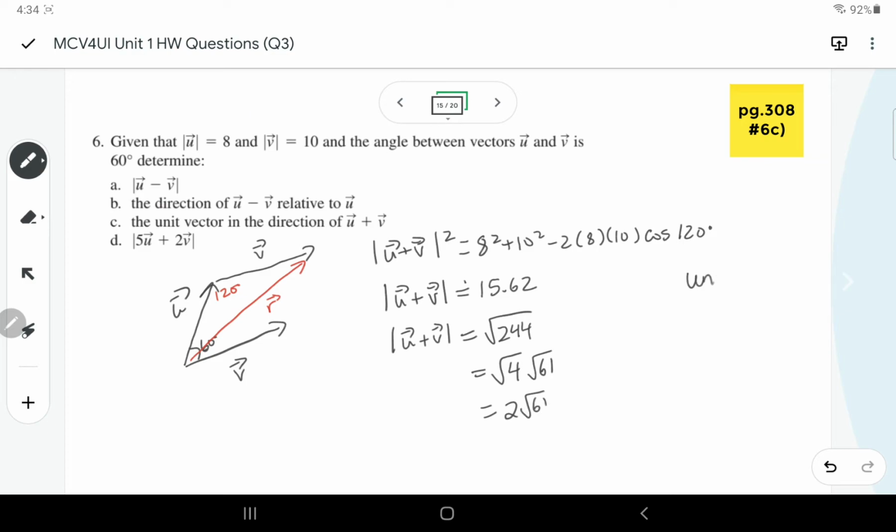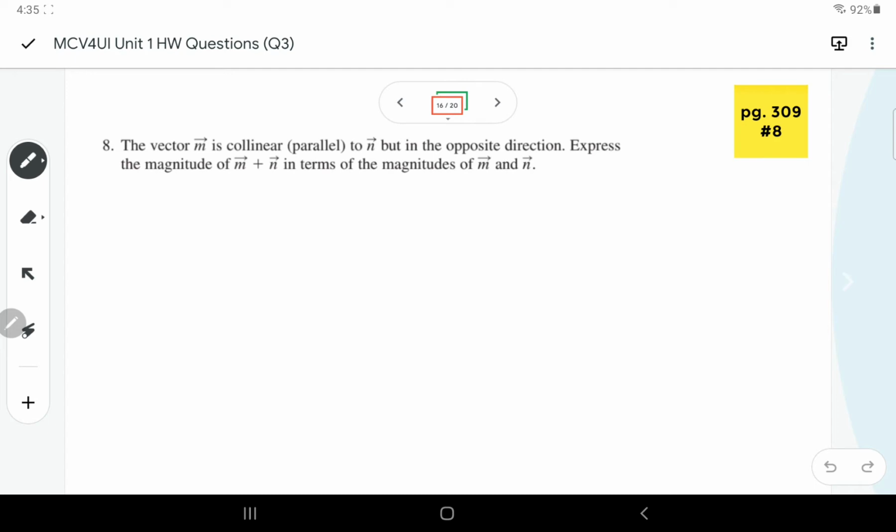So the unit vector, which would be a vector that's in the same direction as the resultant but only 1 unit long, is going to be 1 over 2 root 61 times vector u plus v. So times that resultant by the 1 over the magnitude of it. And I do think that one was wrong in the textbook, but make sure you're checking on the outline because there's corrections written there.